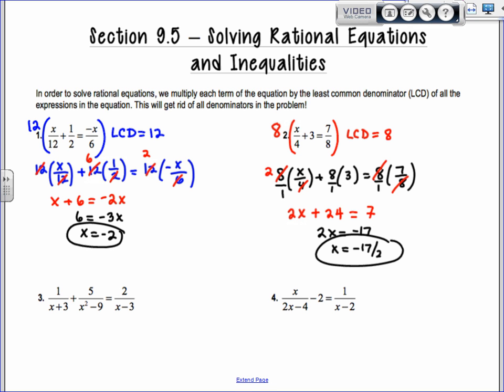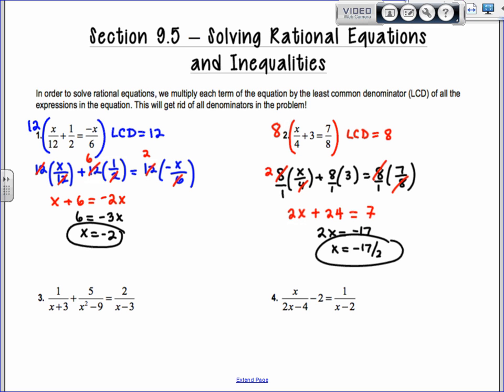So this is a little bit harder. This time we have rational expressions. We have things that have x's in the denominator. So we need to clear these denominators. So we do the same kind of thing. We multiply by what would be the least common denominator. So imagine we're back in 9.2 and we're just adding things together.